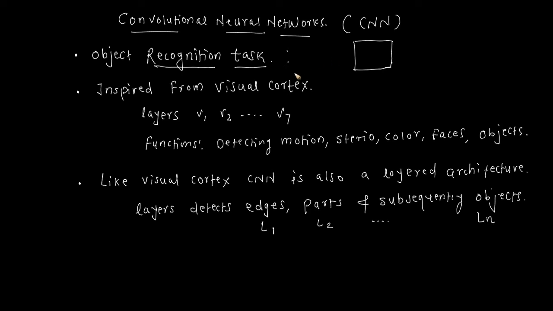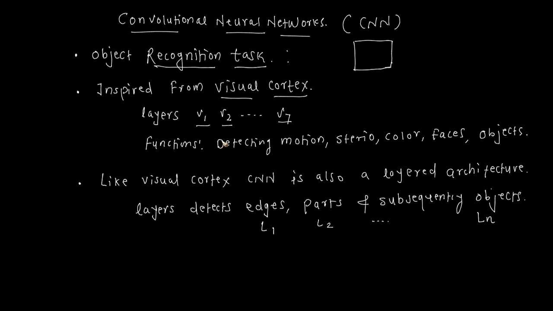These CNNs are inspired by the area of our brain called the visual cortex. This visual cortex has layers. It is divided into layers like V1, V2, V3, etc. up to V7. Each layer performs different tasks and the output of that layer is given to the upper layer. For example, the output of V1 is given to V2 and then subsequently till V7, and finally this visual cortex recognizes the object. Each layer performs individual tasks like detecting motion, stereo, color, faces, and finally objects.